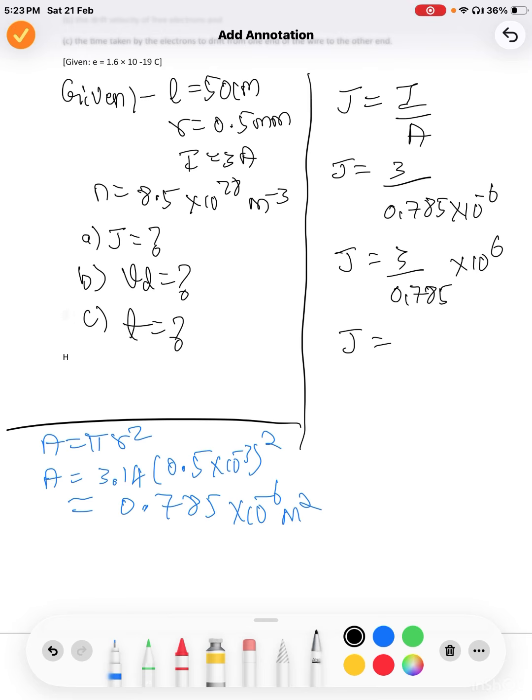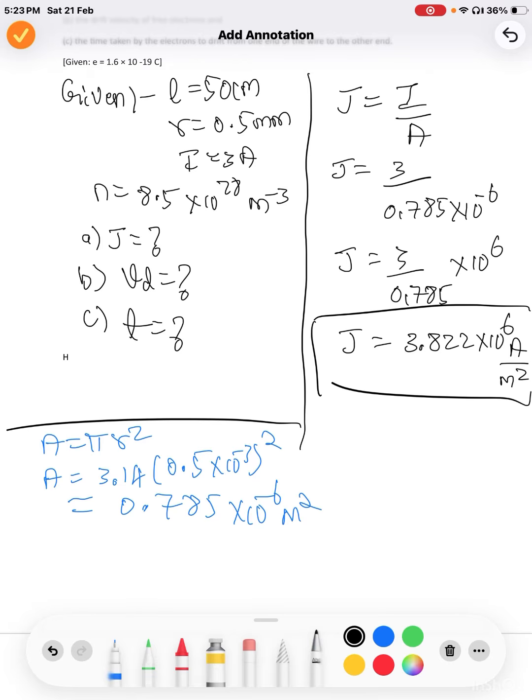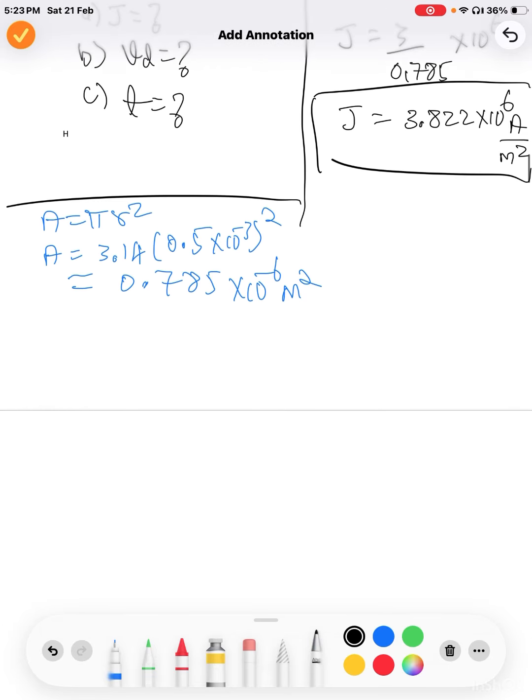So 3 by 0.785 will become 3.822 10 to the power of plus 6. So the unit will be ampere per meter square, which is the current density. So A question is done. What is the next question? B question. We have to find the drift velocity.